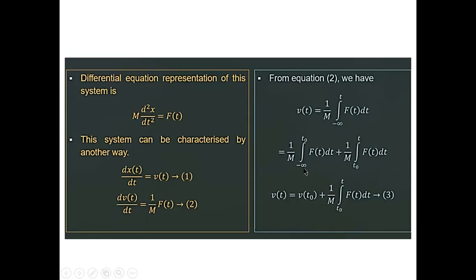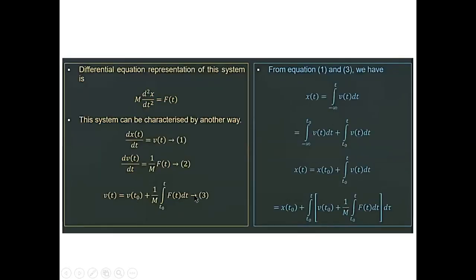But when we consider all the data up to this particular instant t0, if it is known, we call it the initial condition. That means we know all the values, all the history, all the information from infinity to t0. So that will give us 1 by m times the integral up to t0, which is v of t0. The rest is as it is. So this is equation number 3.